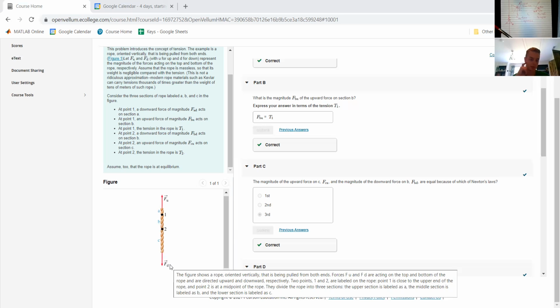Okay, so for this one, you're saying, like, if you have this rope here and you have a person at one end pulling it and a person at the other end pulling it, FU is one guy and FD is another guy pulling it on either side. Right. The magnitude of FCU, so some point on the rope towards the guy pulling at D, is equal to the magnitude of B towards the other guy. Right.